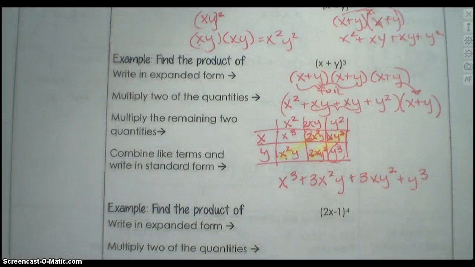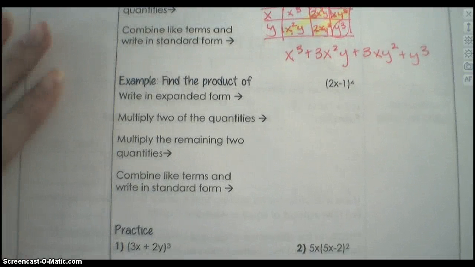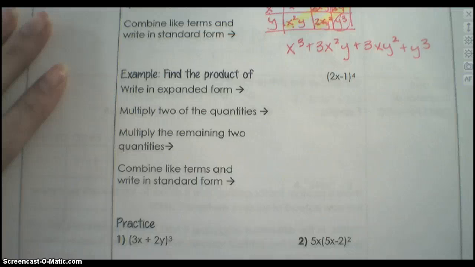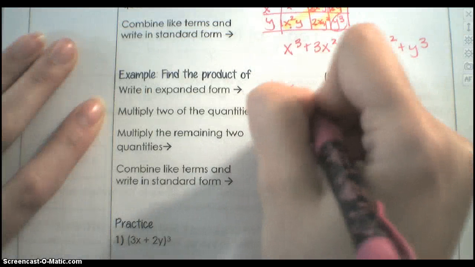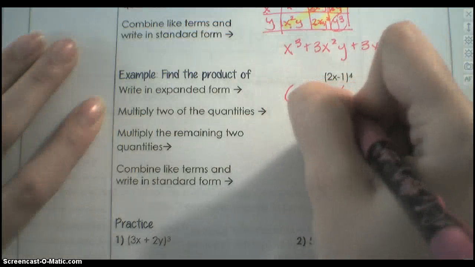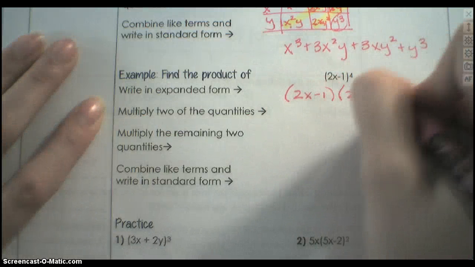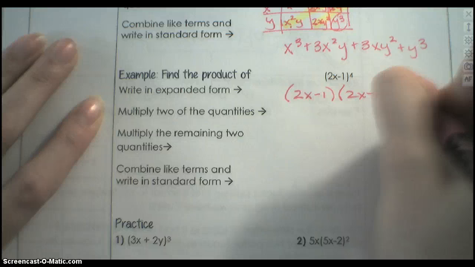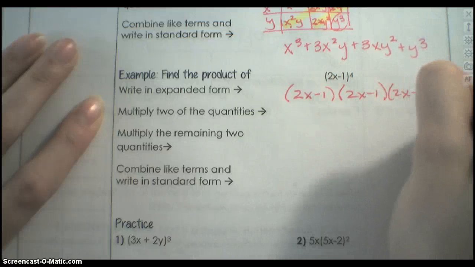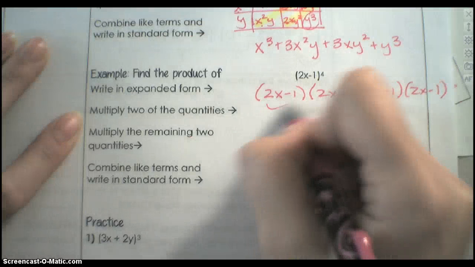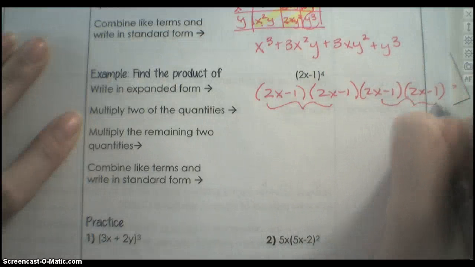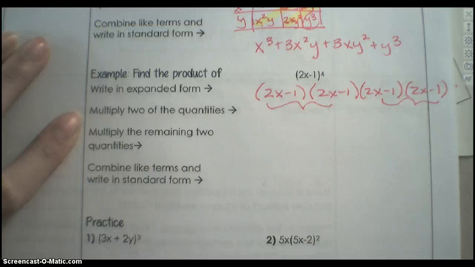Okay, so taking it one step at a time, on the next one, we'll do this one together and then I'll have you try one. This one to the fourth, so writing it in expanded form is 2x minus 1 times 2x minus 1 times 2x minus 1 times 2x minus 1. So the easy way to do this is to multiply these two together and these two together. And then finally we'll multiply the last two things.